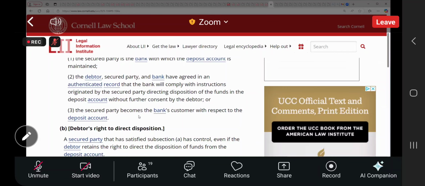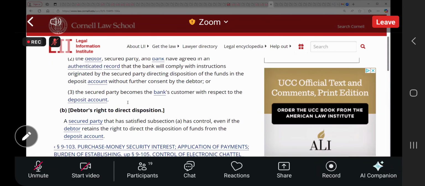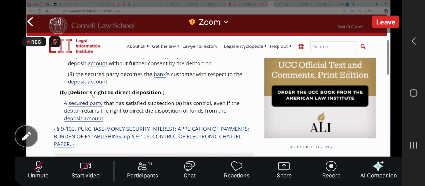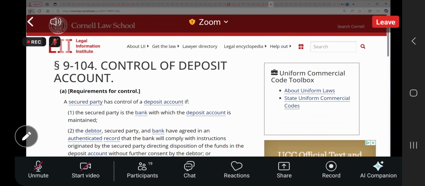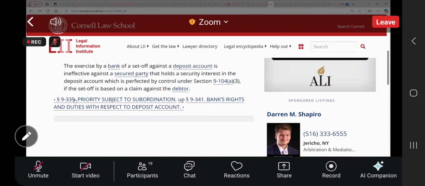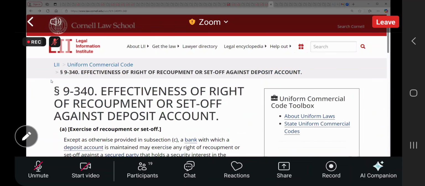3, the secure party becomes the bank customer with respect to the deposit account. And B, the debtor right to direct disposition. A secure party that has satisfied subsection A has control, even if the debtor retains the right to direct the disposition of funds to a deposit account. So again, you're going to see through the UCCs and the codes that you have to have control. And that's what we want. You want to come in with control.